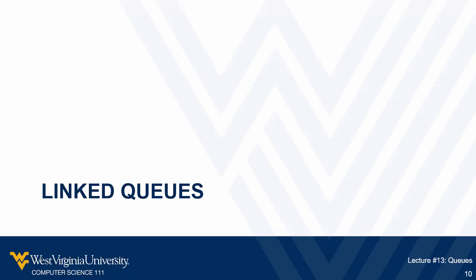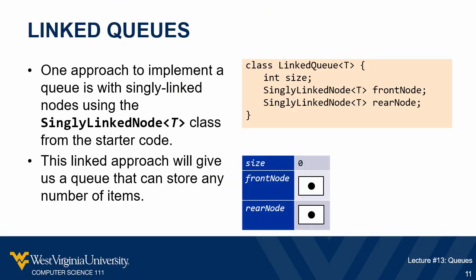One approach for implementing our queue is going to be with linked nodes. And for this, we can use the singly linked node class that's part of the provided starter code and that we created earlier in the semester. This approach is going to give us a queue that is capable of storing any number of items.